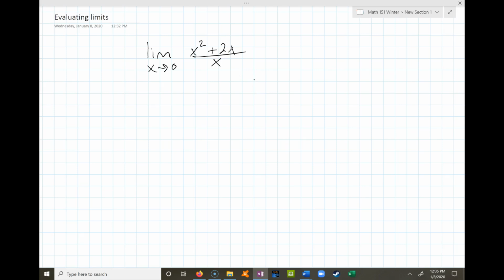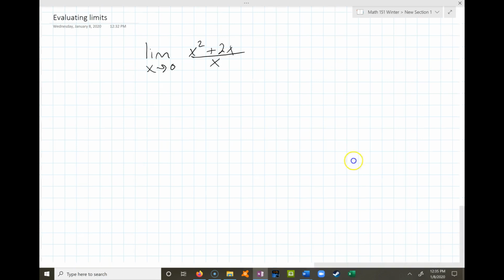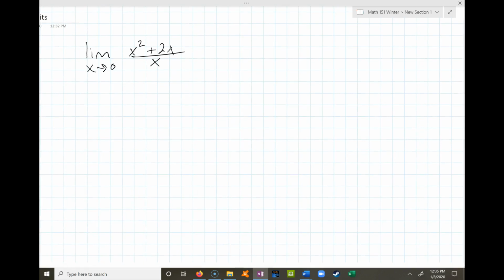Okay. So now notice if we were to let x equal 0, then we wouldn't have anything because we'd be dividing by 0, so the answer would be undefined. But that's when x equals 0.